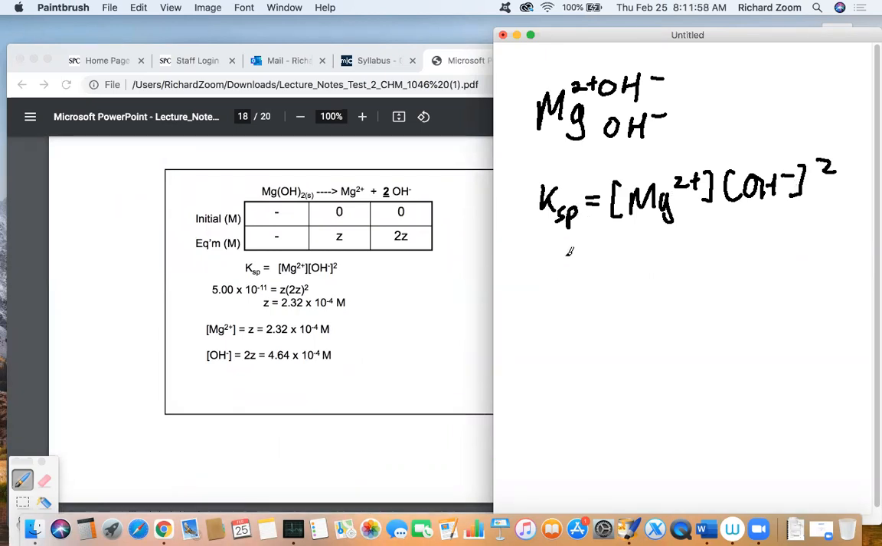What that means is that we can then go ahead and write out a table for the magnesium hydroxide. The initial concentration of ions in the solution is going to be nothing of each.